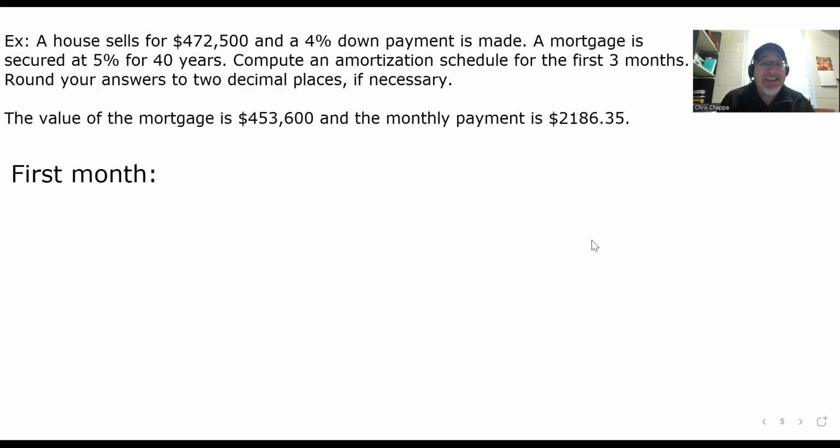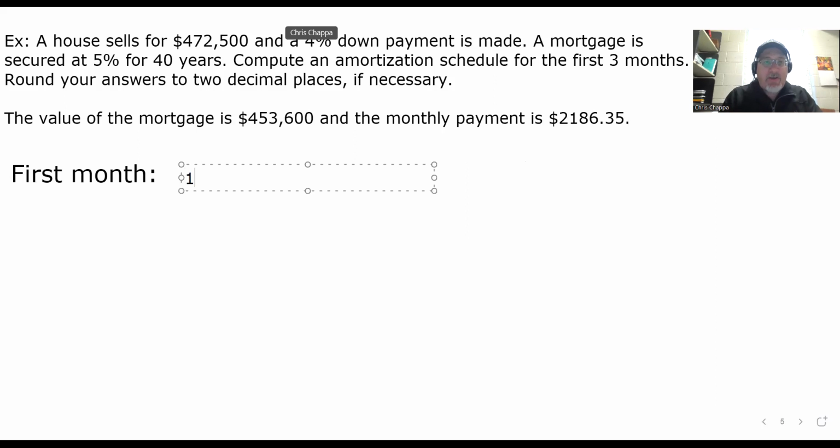But on these amortization problems, the focus is not what's the mortgage, what's the monthly payment. It's what happens with that monthly payment. So on the homework problems that ask you to do this, you are given the value of the mortgage and the monthly payment. All right, so let's figure out what happens in the first month by answering the 4 questions.